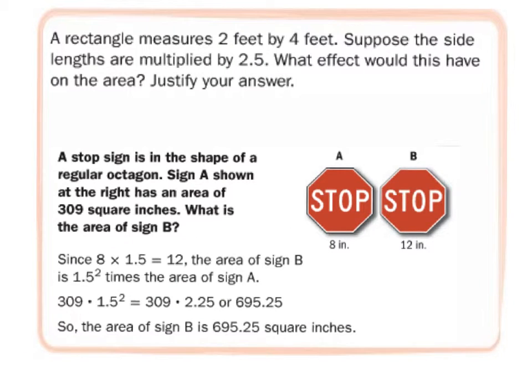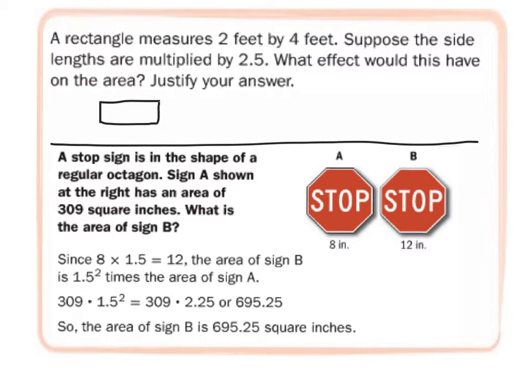Okay, so let's try it with this problem. Ignore the stop signs. Right now we have a problem up top. A rectangle measures 2 feet by 4 feet. So 2 feet by 4 feet. I usually like to draw it out whenever I have a word problem and they don't give me a picture, just so I can see it a little bit better. Okay, 2 feet by 4 feet, that means the area is going to be 8. Suppose the side lengths are multiplied by 2.5. What effect would this have on the area?